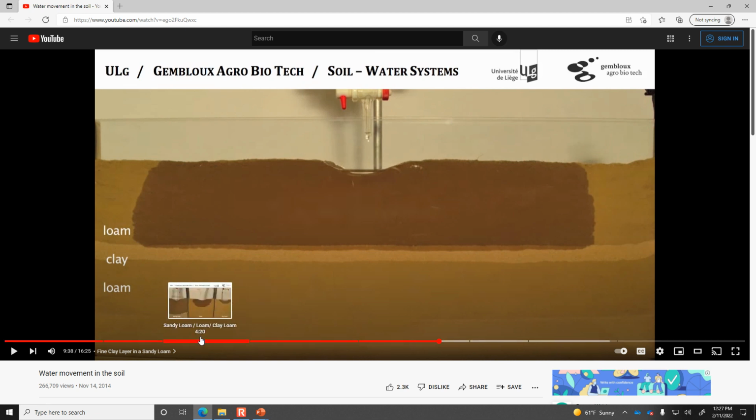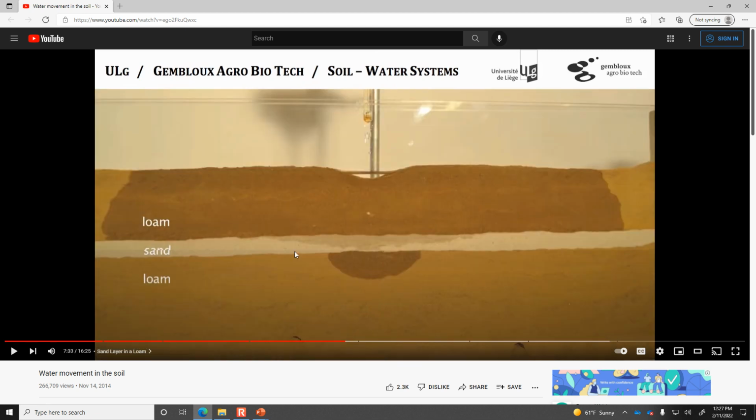And then in contrast to the sand, the water has a difficult time entering the sand and won't do so until all of the voids in the loam are saturated and the suction pressure is low in the loam, and then it can finally begin entering the sand, which has the lower suction pressure. But then once the water gets into the sand, it moves very easily because sand has a high hydraulic conductivity. It can convey water very easily.